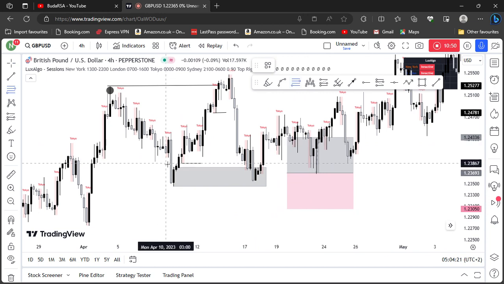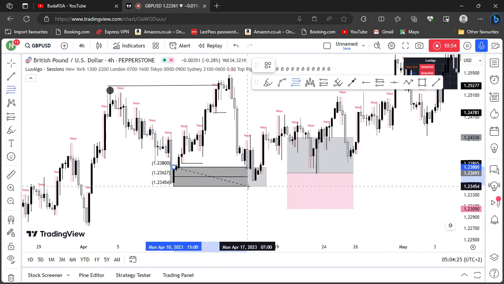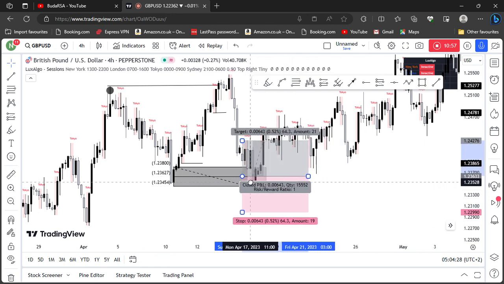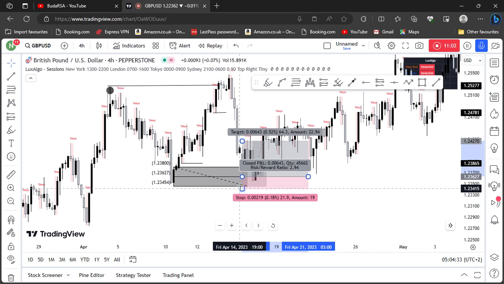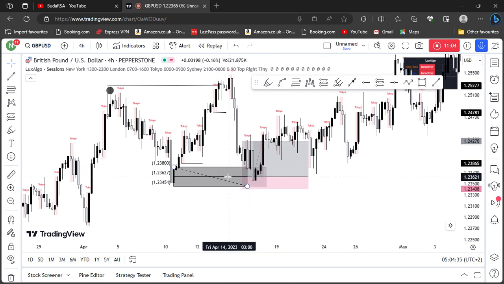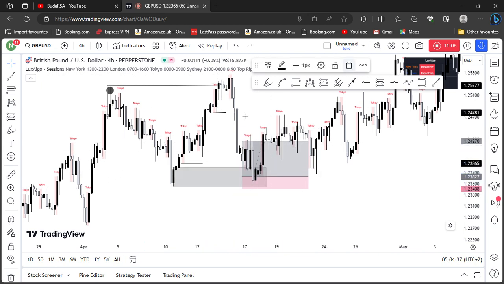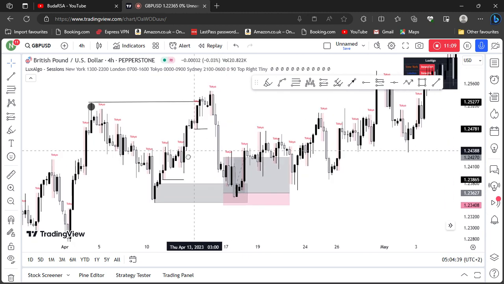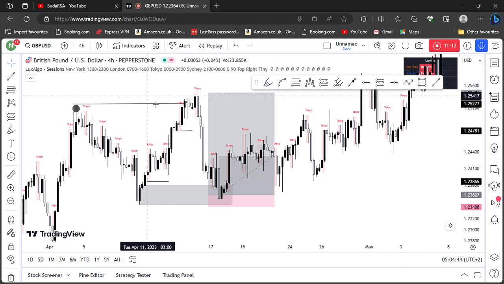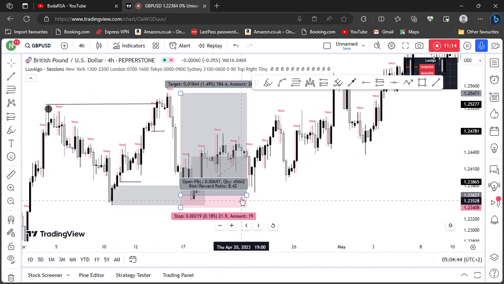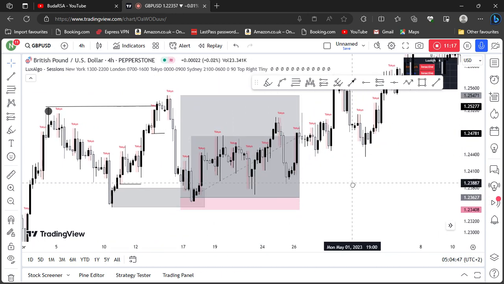My entry is right there on the 50% fib level, where I had my entry at the 50% fib level, and okay, my stop loss just below the zone. My stop loss, I just put it below the zone. Then the target is the previous high made by the price. As you can see, guys, the price did exactly that.